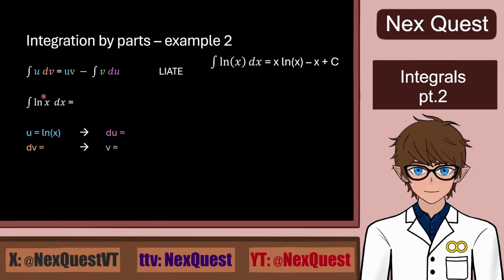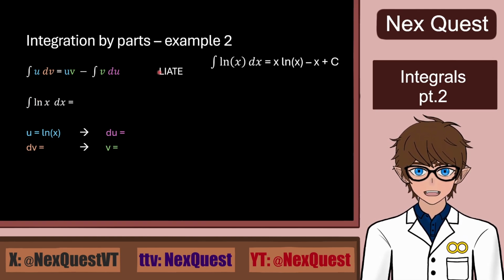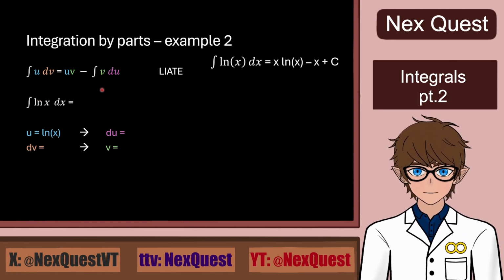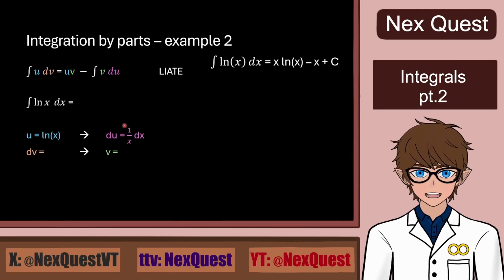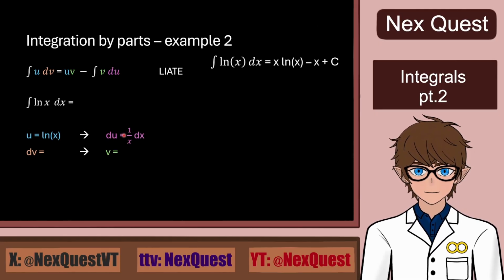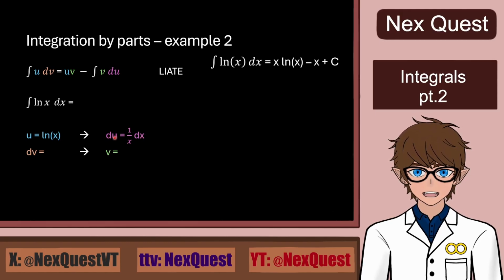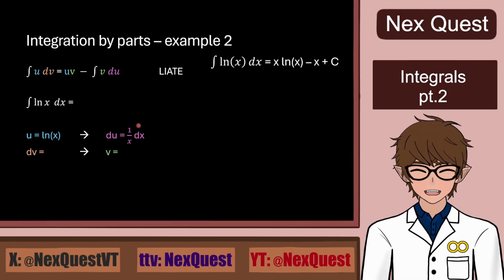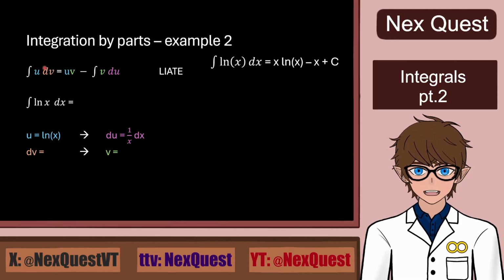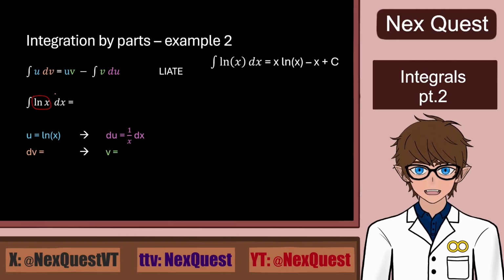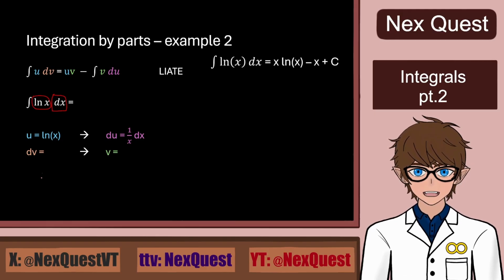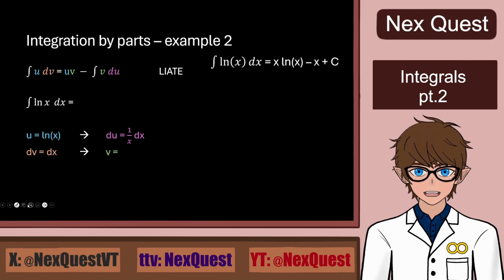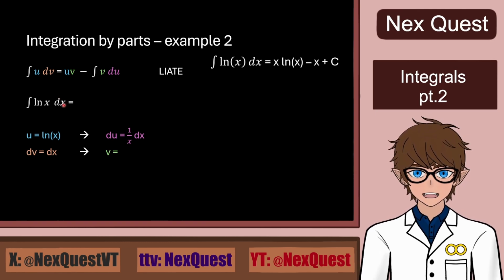So, let's see, natural logarithm is L, so first place in LIATE, so it will be u. Now its derivative, if we still remember it, is 1 divided by x dx, because du over dx is 1 over x, and dx is moved to the right. So we have our u and du. As for v, v is everything else. If we marked this as u, everything else is dx. So our dv is dx, basically just copying this.